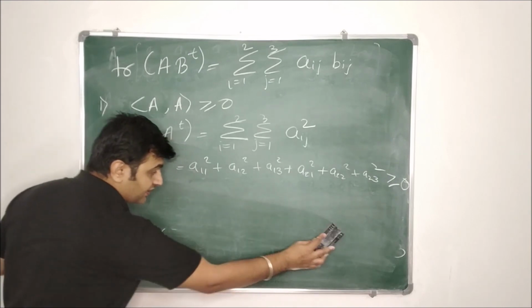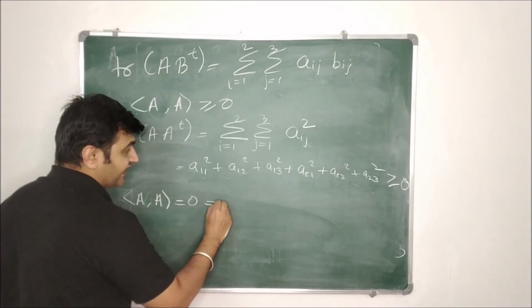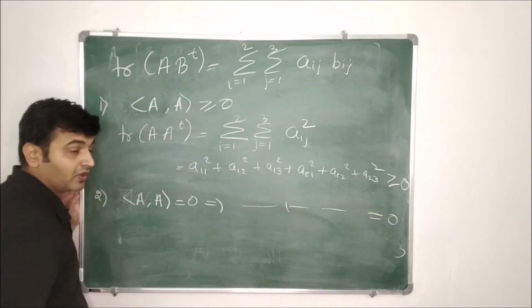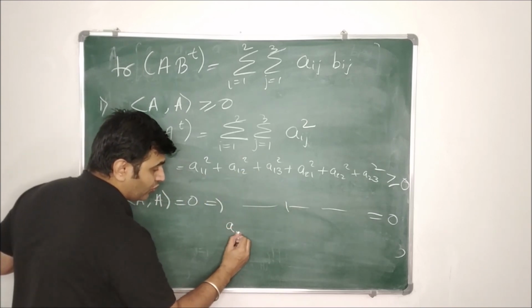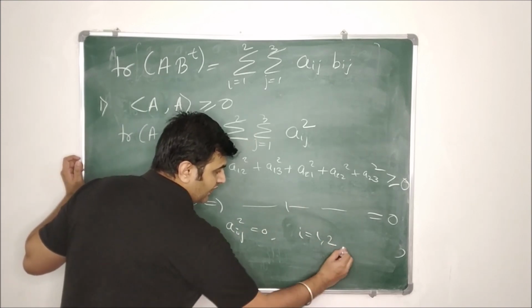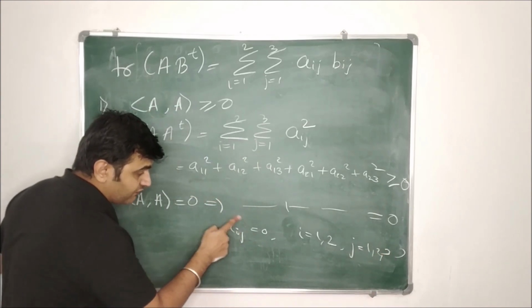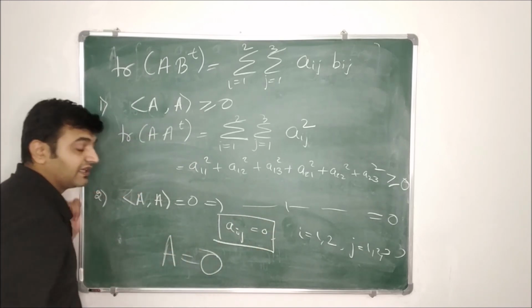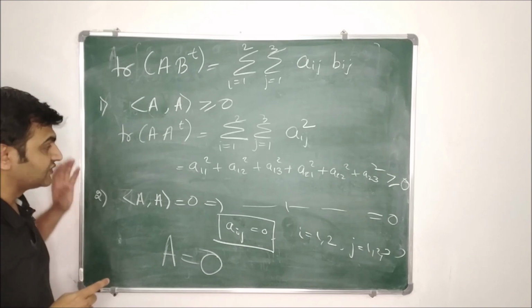Conversely, if the inner product is 0, will my A be 0? So if my inner product is 0, that means what? All these terms are 0. See, all of them are squares, so none of them is negative. So if all of them are 0, that means all Aij square are 0, where I is going from 1 to 2 and J is going from 1 to 3. So Aij square is 0, that means Aij is 0. That means all entries are 0. That means my A is a 0 matrix. So therefore this map, the trace, satisfies the first two properties.